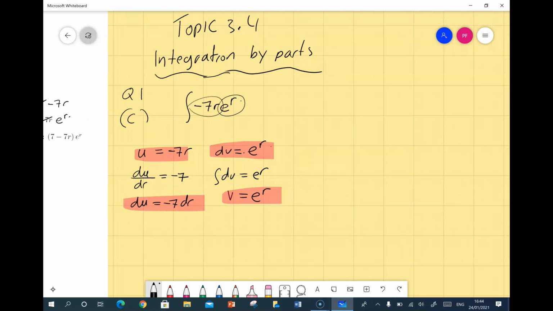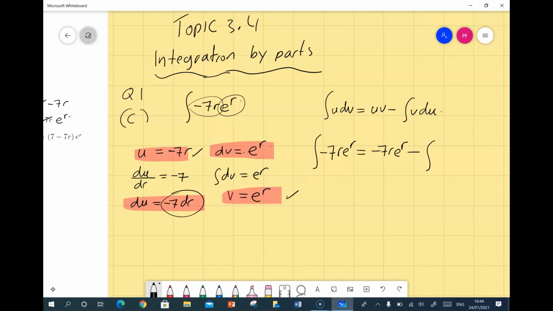So now we apply our formula. The integral of u dv is equal to uv minus the integral of v du. So the integral of u dv is what we've been given, minus 7r e to the power of r. That equals u times v, minus 7r e to the power of r, minus the integral of v du, e to the power of r times minus 7 dr. Now I prefer that written with my minus 7 first, minus 7 e to the power of r dr.